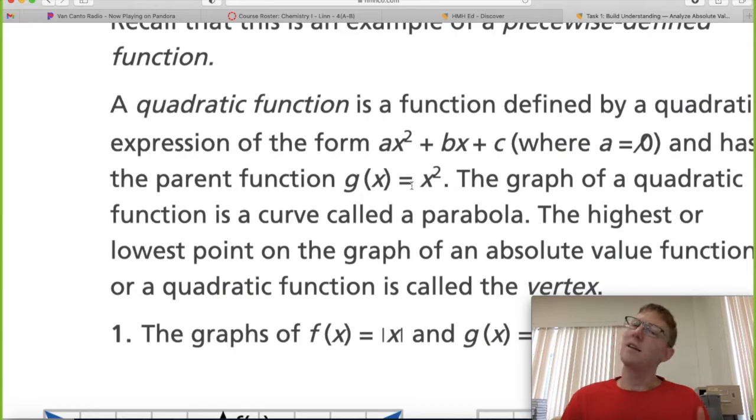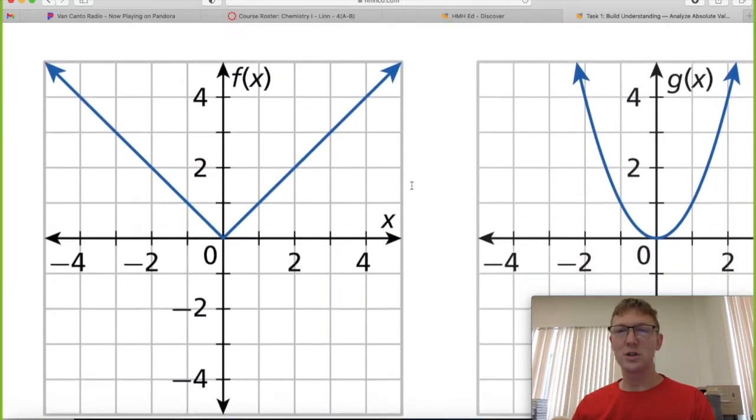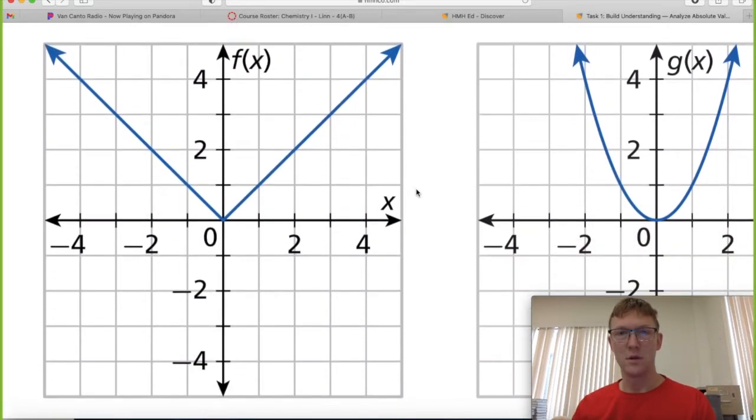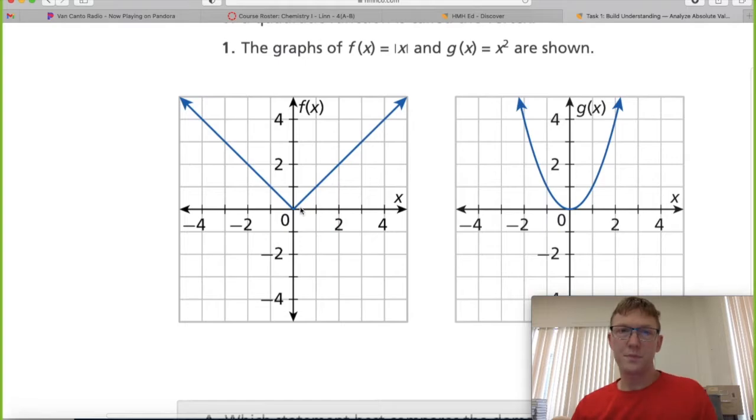And again, as I'm sure you remember, the graphs of these functions look like this. Here's our absolute value. It's basically a line going up both ways because we're dropping the negative sign on our f of x, or y, values. And over here is our parabola.